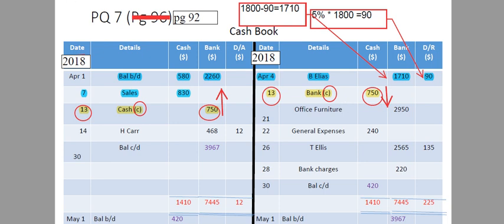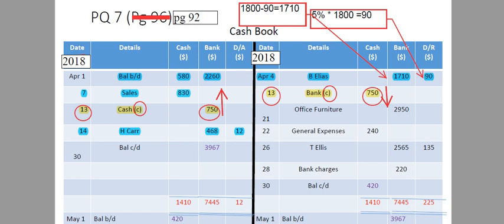The next one on 14th, we have received a check from H Car and their account was $480, but we are receiving $468 from them and allowing a discount of $12. So we'll not show the calculation again. It's exactly the same calculation as we did for the April 4th transaction. So you will take the $480, multiply it with 2.5% and get $12, and then minus the $12 from $480 to get $468. So we got this check from H Car and we allowed him a discount of $12.